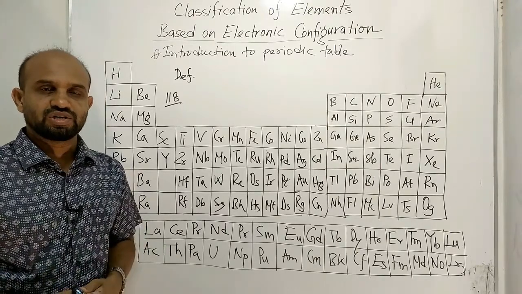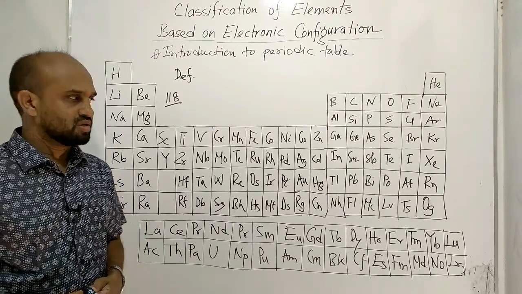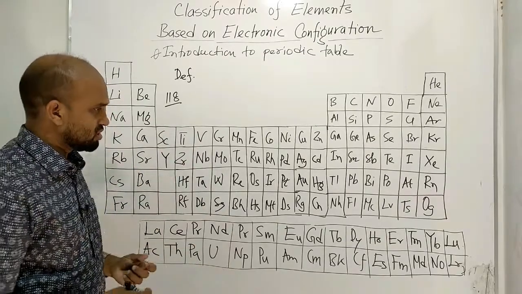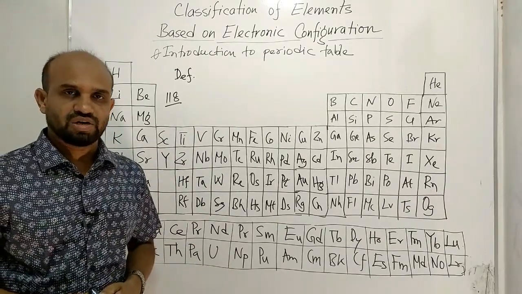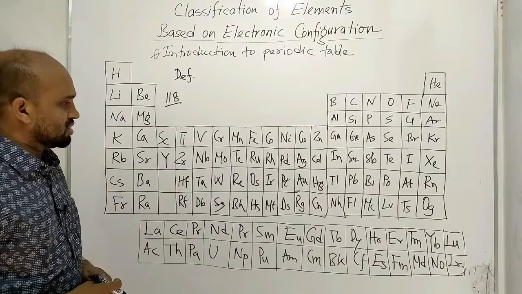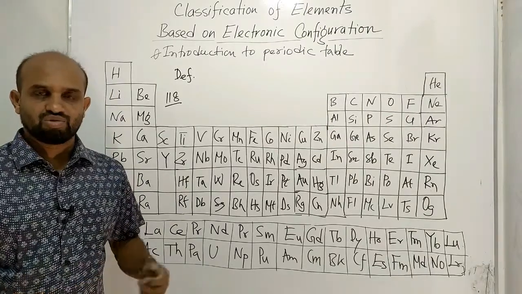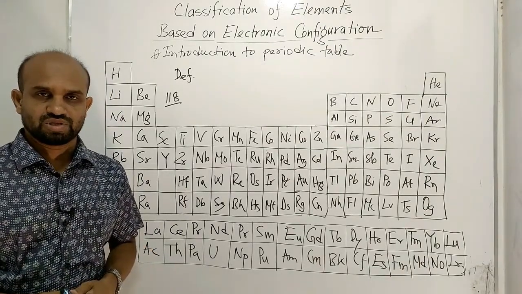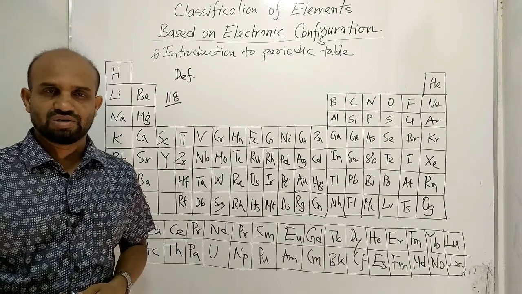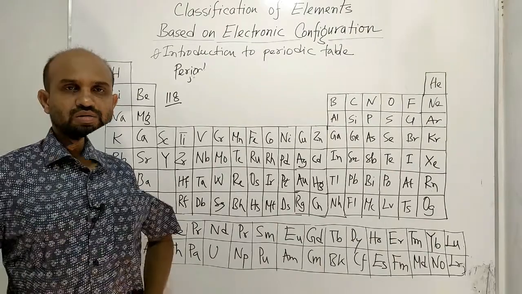Now let's see the definition of periodic table. The table or chart where elements are arranged according to their atomic numbers, this table is called periodic table.